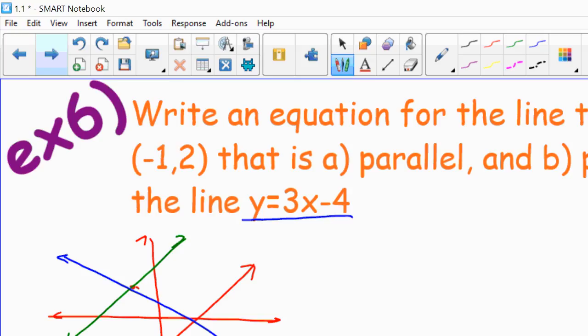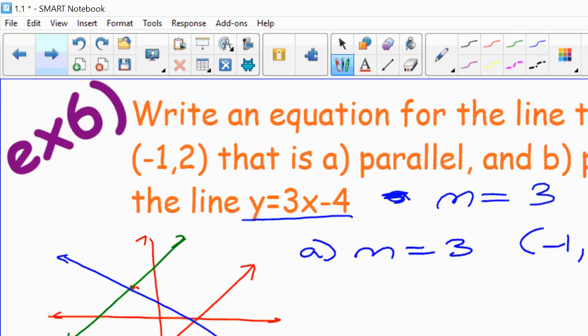All right, so here we go. First thing, I need to know the slope. What is the slope of this line? 3. So in part A, if it's parallel, my slope is 3. Then through the point (-1, 2), let's do point-slope. y minus 2 equals 3 times (x minus negative 1). Make sure you're showing this. Some of you might be tempted to skip this and go ahead and distribute. No, not according to the AP test.